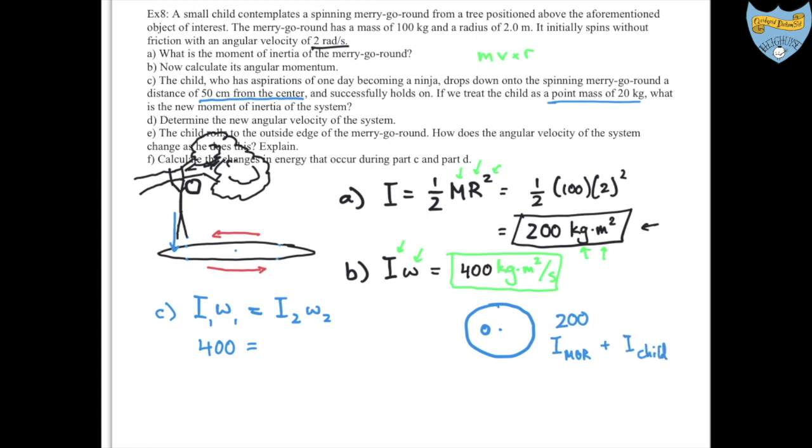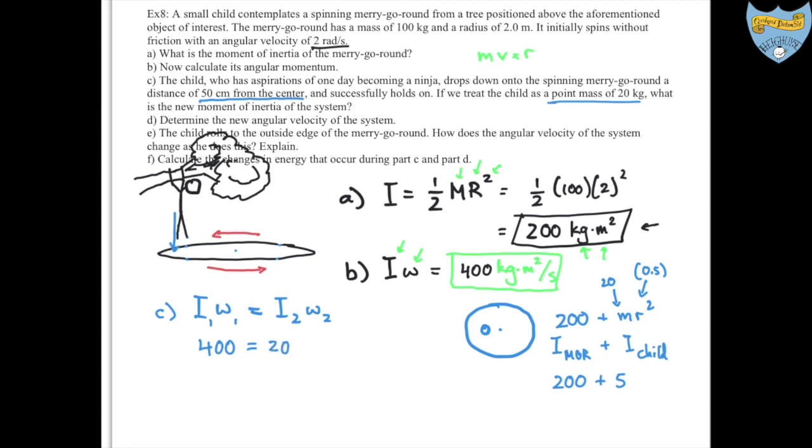A point mass is calculated using just mr squared. Note, though, that the r here is not the radius of the merry-go-round, it's where the kid is located, which is 0.5 meters from the pivot. So really the child doesn't change the moment of inertia of the playground by all that much.